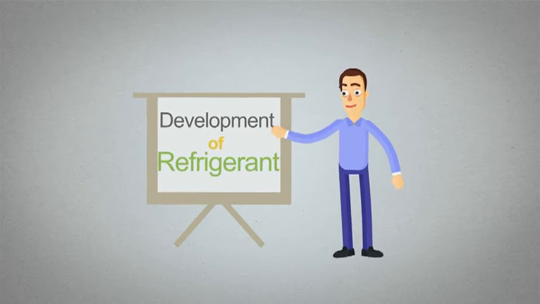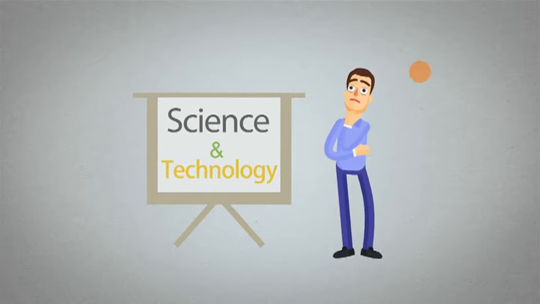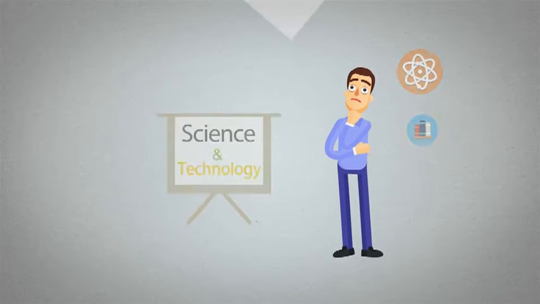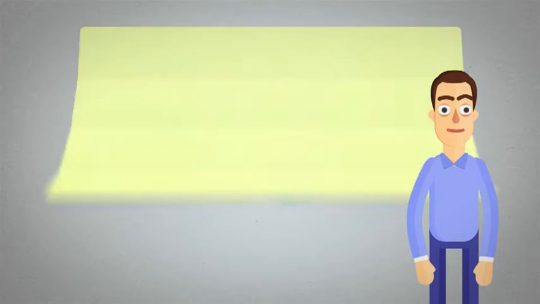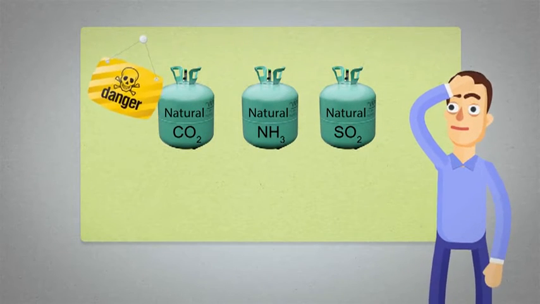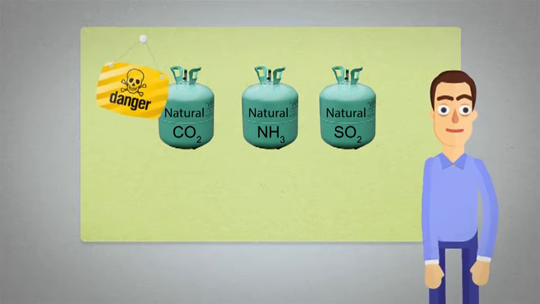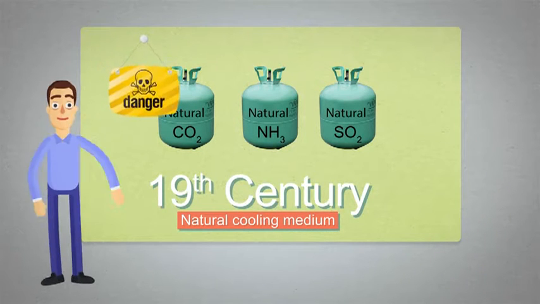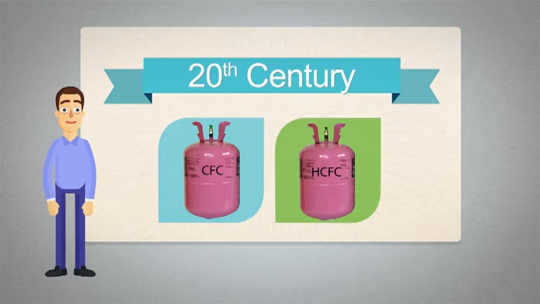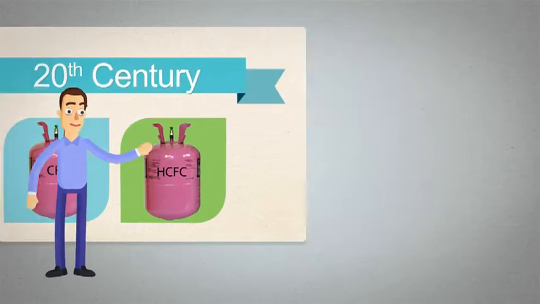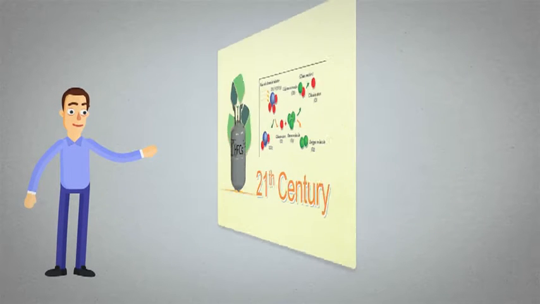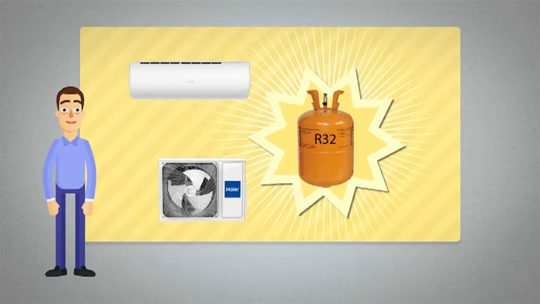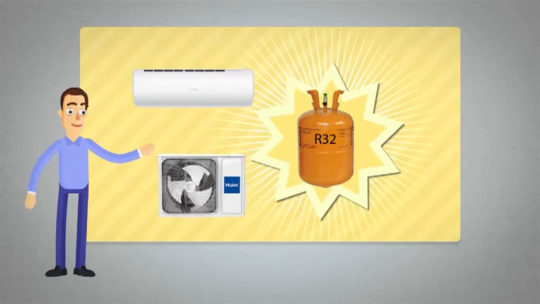Development of refrigerant is believed to be a part of science and technology history. Human beings have never given up seeking the best solution of cooling and experienced a long period of failures and successes to gain natural cooling medium in the early 19th century, CFC and HCFC in the 20th century, the environmentally safe cooling agent in the 21st century, and R32, which has been widely applied in cooling equipment.